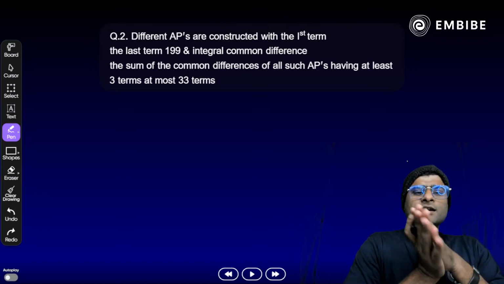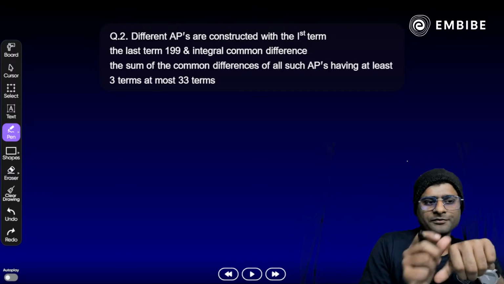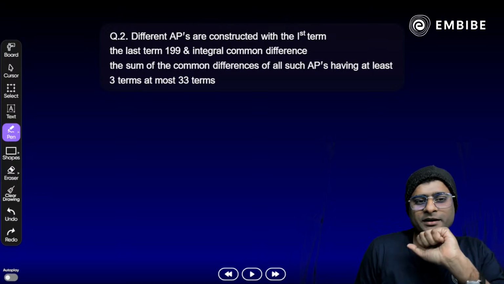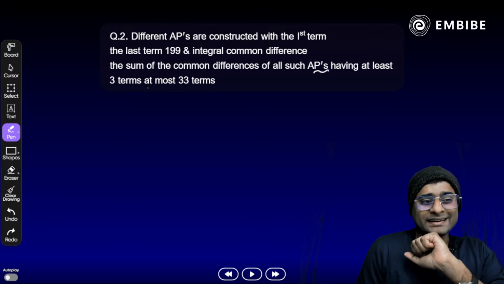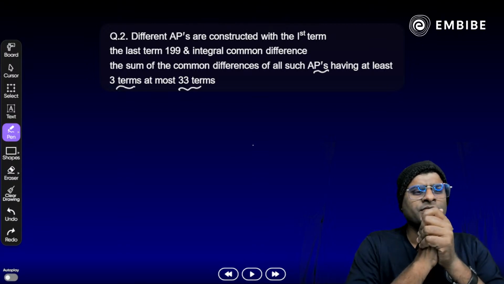Different APs are constructed with a first term and a last term. An integral common difference: the sum of the common differences of all APs with at least 3 terms and at most 33 terms. The important question is how do we solve it here?